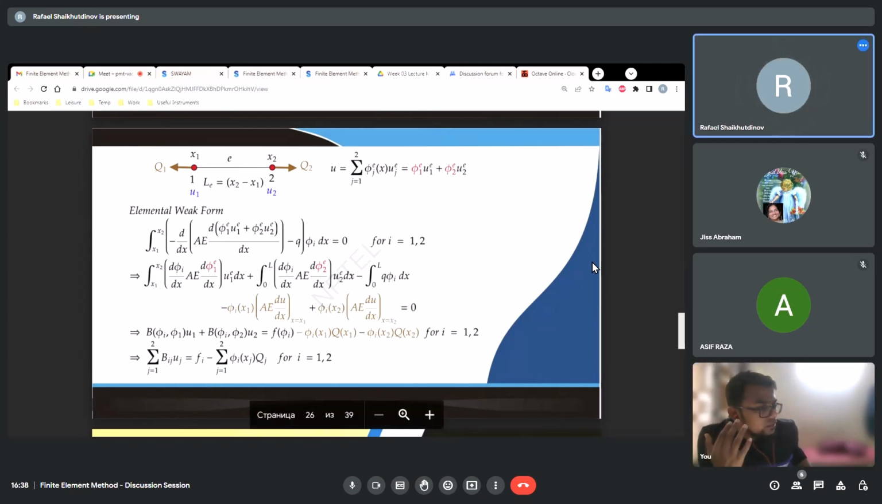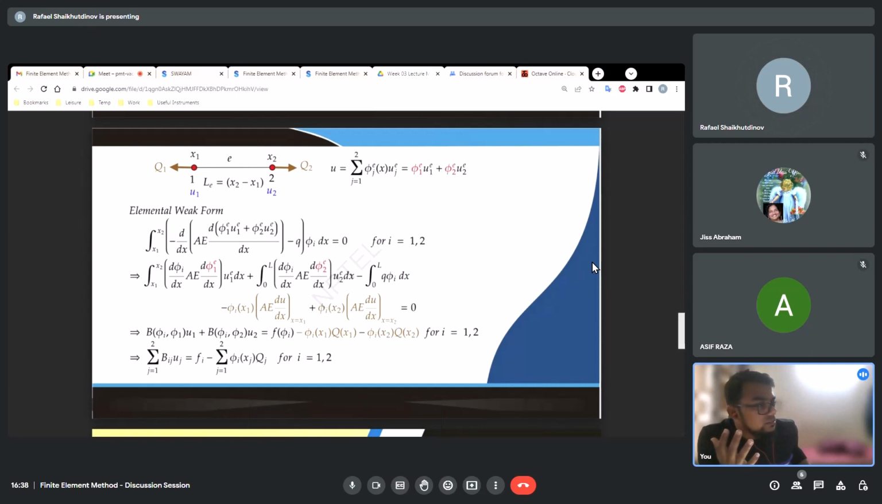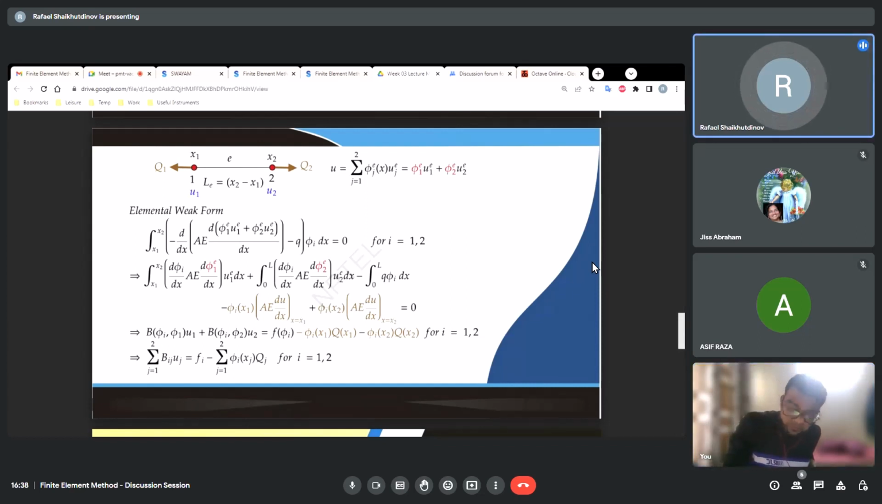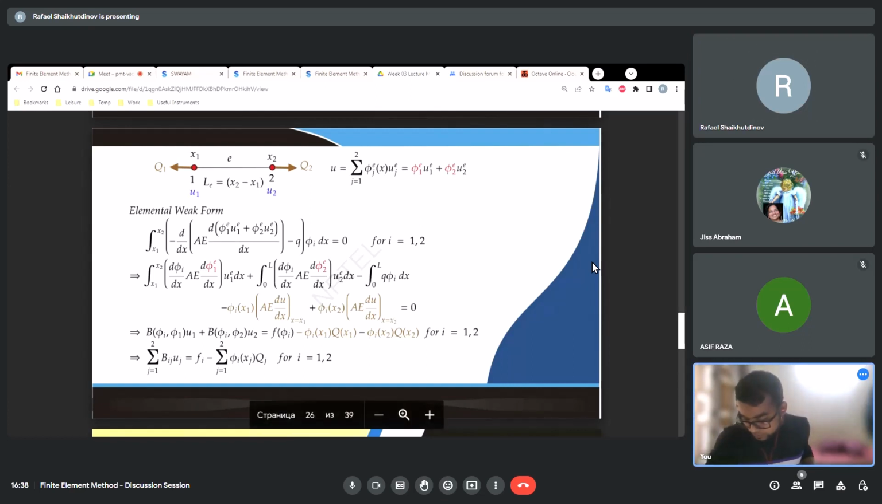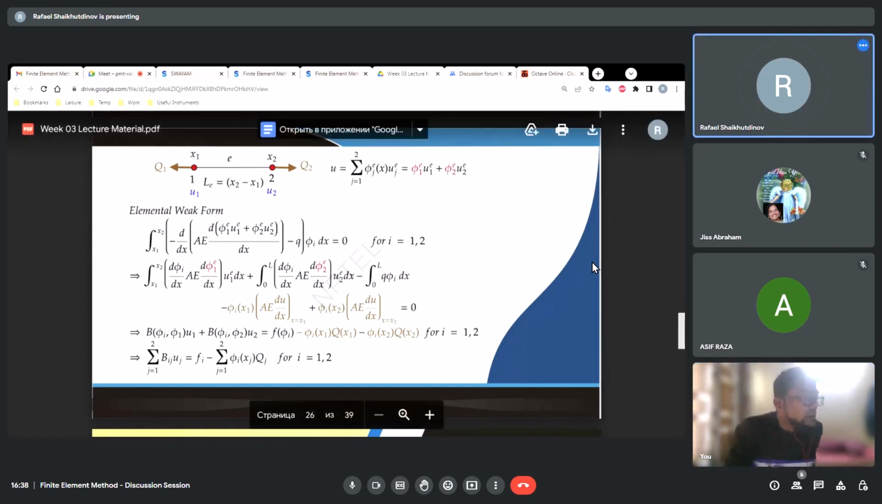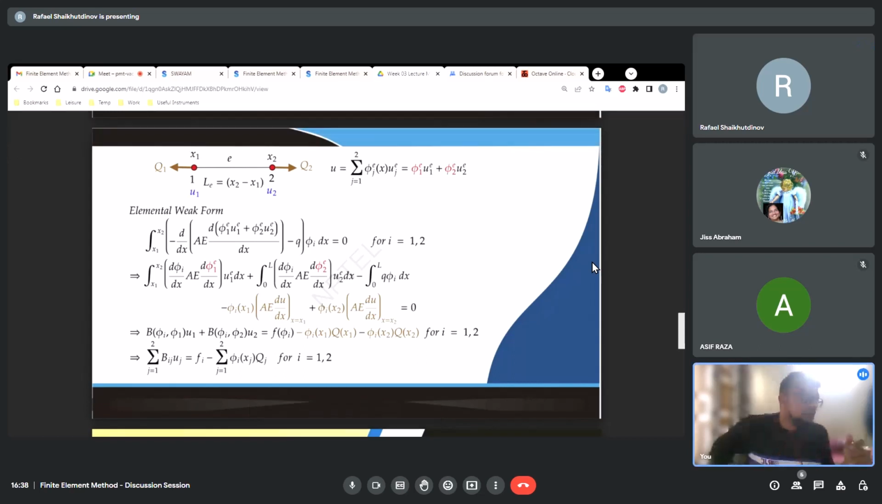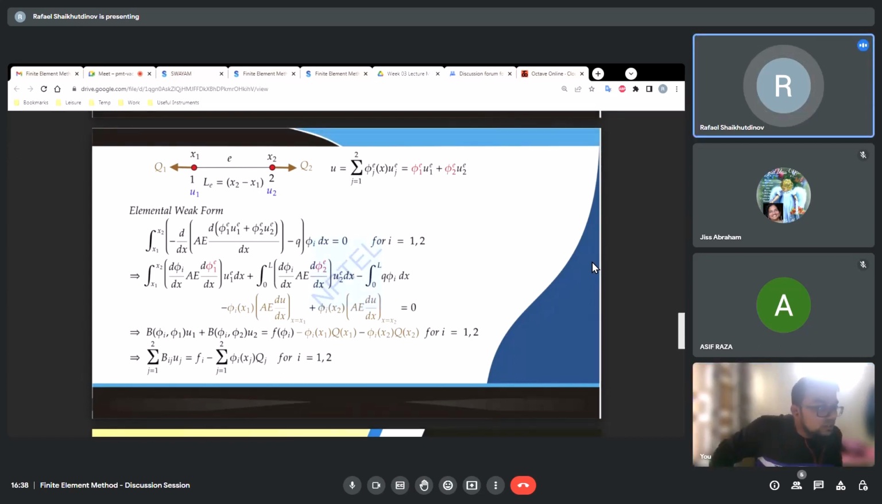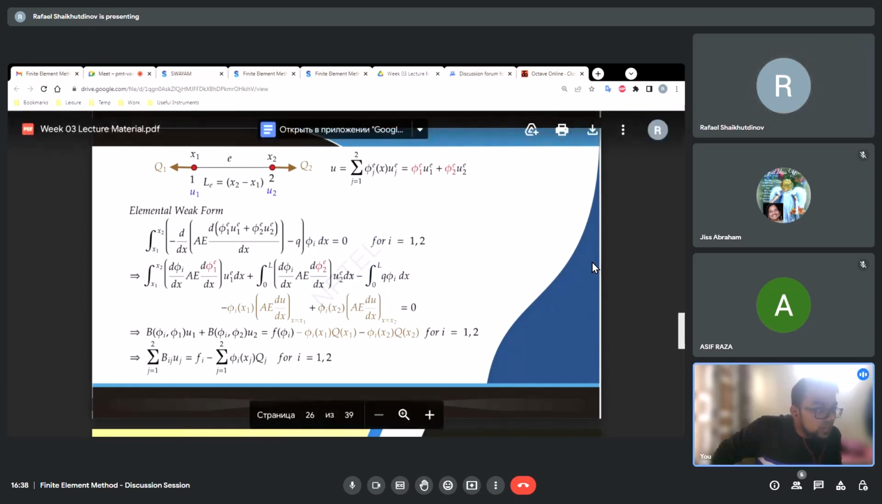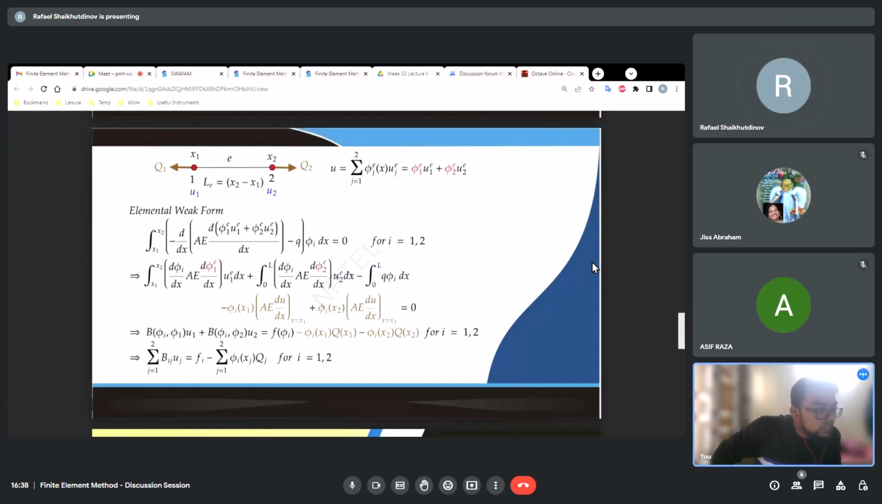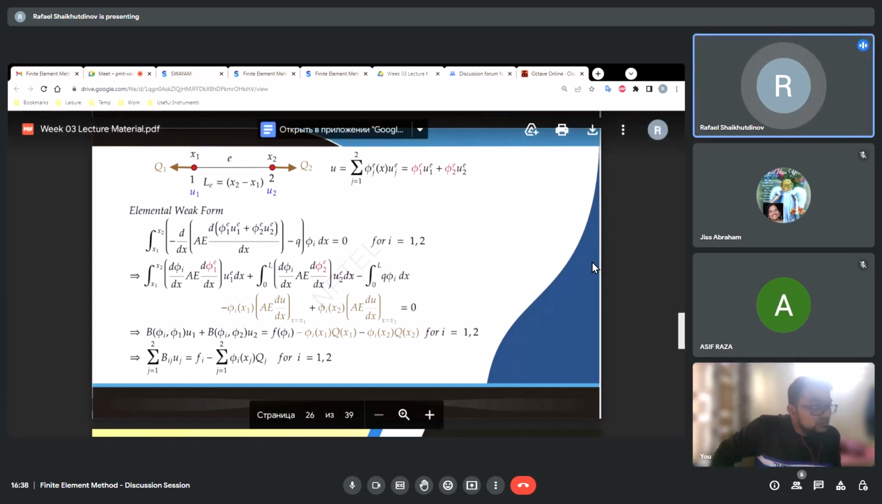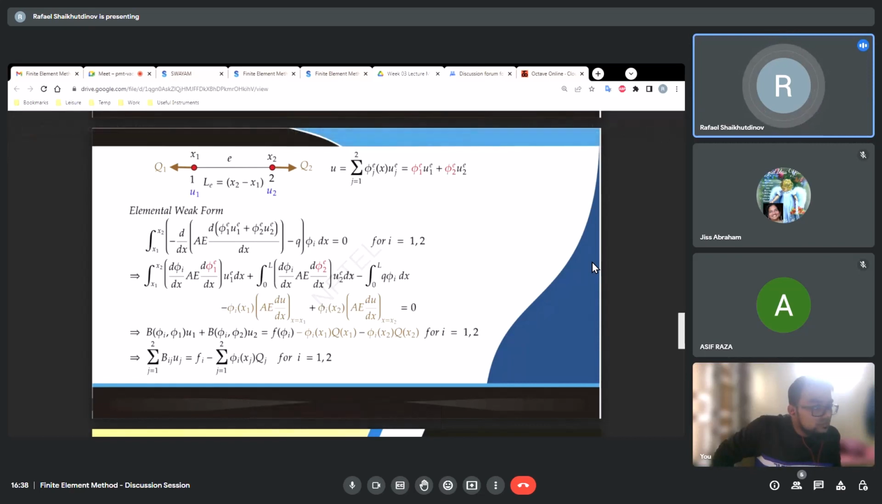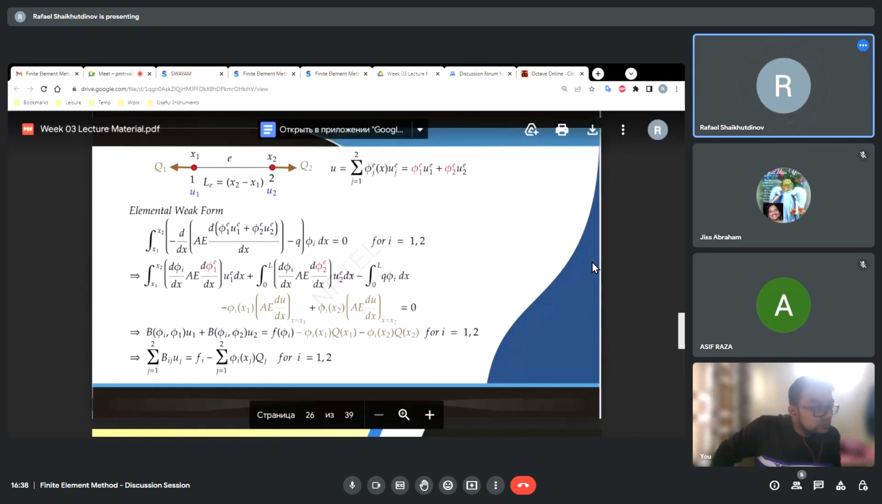Can you please repeat once again the last statement which you said? The colored thing is not clear. Minus phi I x1 AE du by dx at x equal to x1 plus n. Could you please first say to me what AE du per dx is? It is a boundary term. It is a projection of this.